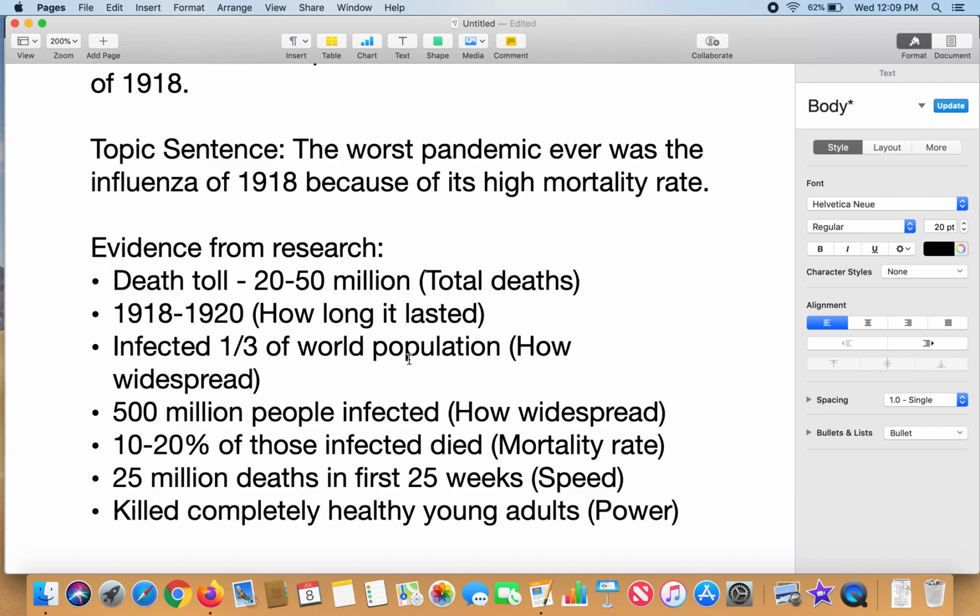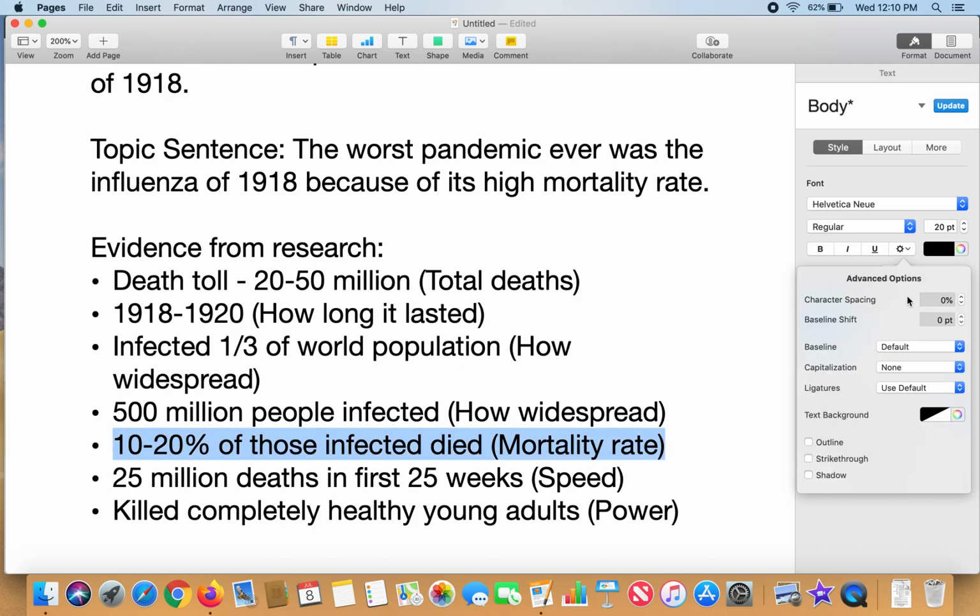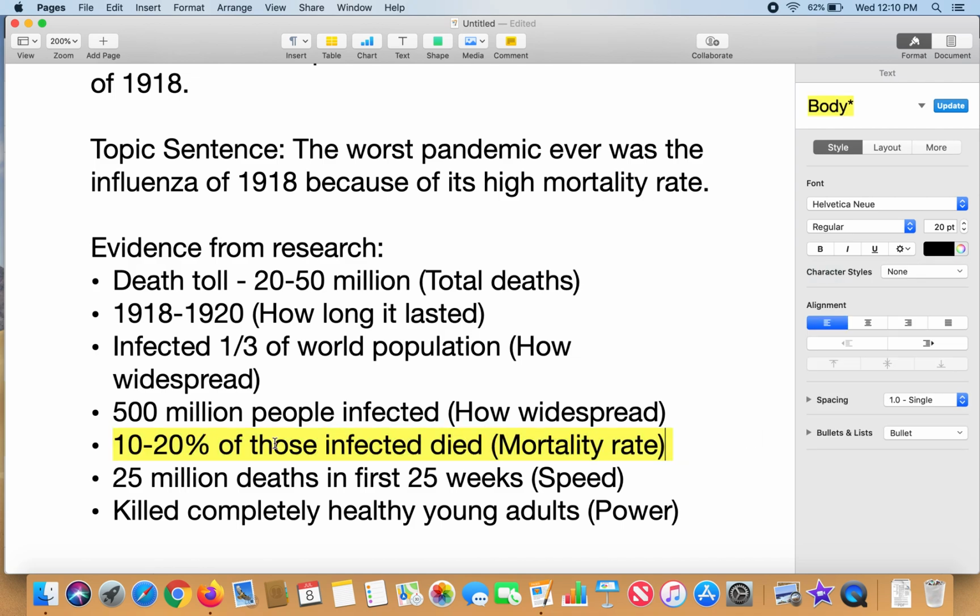Infected 1/3 of the world population. That's widespread. It is not talking about how many people it killed out of who caught it. 500 million people infected. Again, that's talking about widespread, not how many died. 10 to 20% of those infected died. That is talking about mortality rate. So that is looking like a promising piece of research that we would potentially consider using.